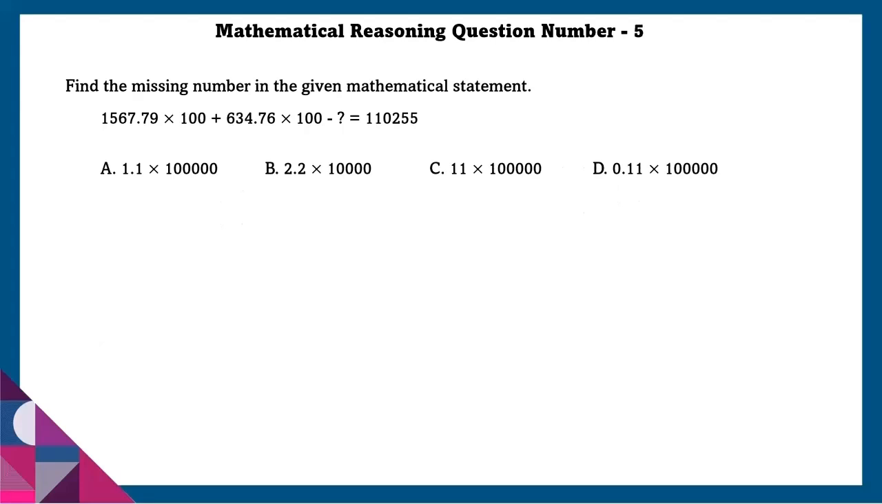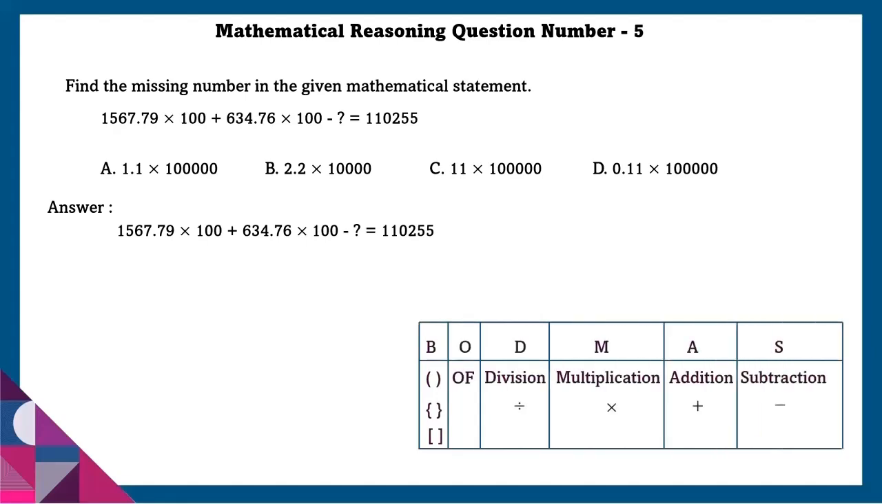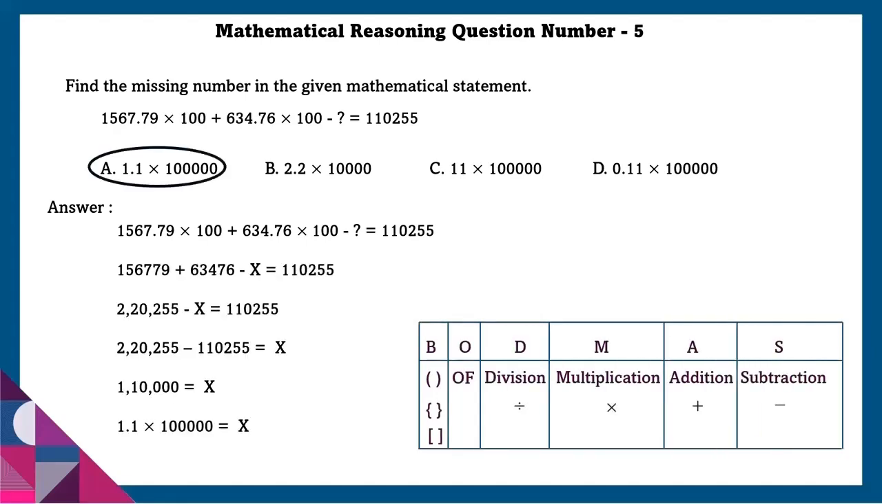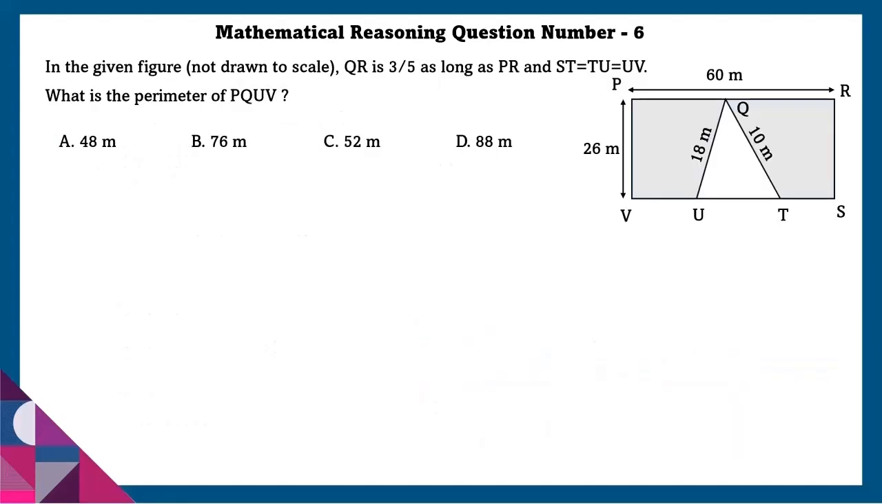Mathematical reasoning question number 5. Find the missing number in the given mathematical statement. In order to find the missing number in this mathematical statement, we need to follow a rule called BODMAS. So, simplifying this statement using the rule BODMAS, we get X as option A.